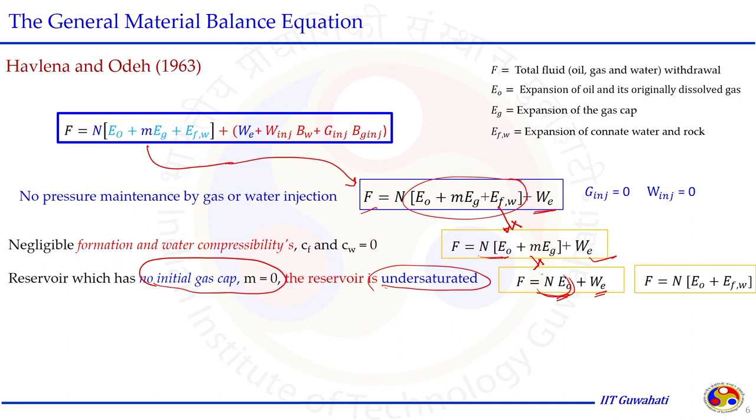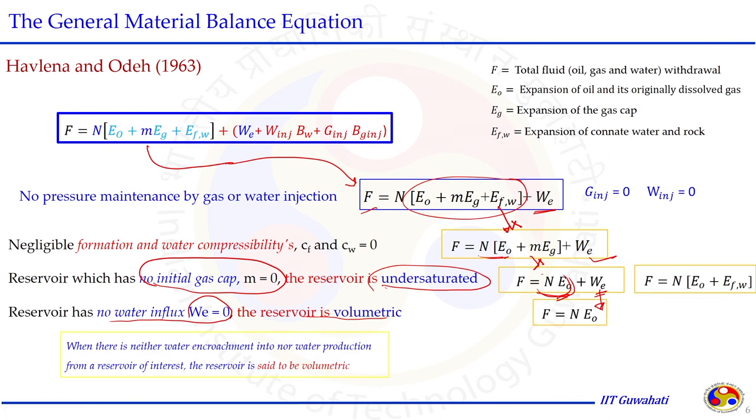If there is a situation where there is no water influx, there is no source of water, that kind of reservoir is called a volumetric reservoir. This term will also be dropped out and we will get a very simple expression, F is equal to N Eo. So the volumetric reservoir definition is a situation when neither is water encroaching into the control volume, the tank volume or the reservoir volume under consideration, nor is water being produced from the reservoir. In that situation, the reservoir is called a volumetric reservoir.